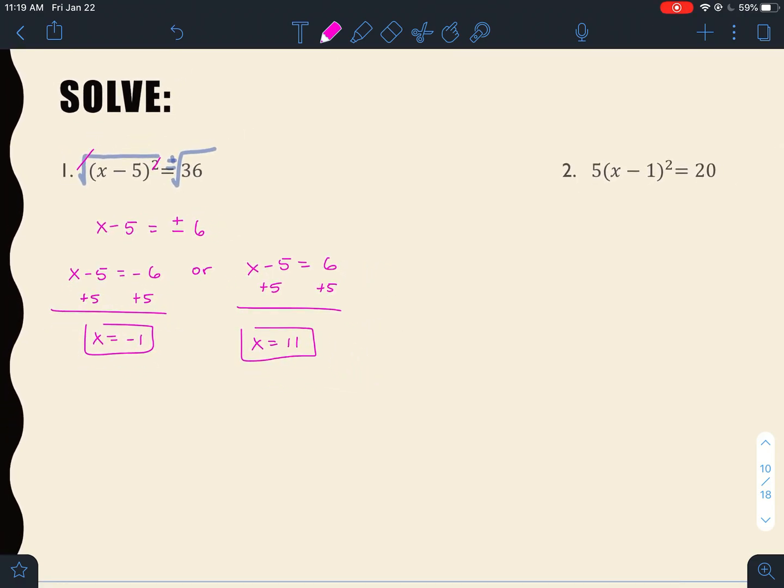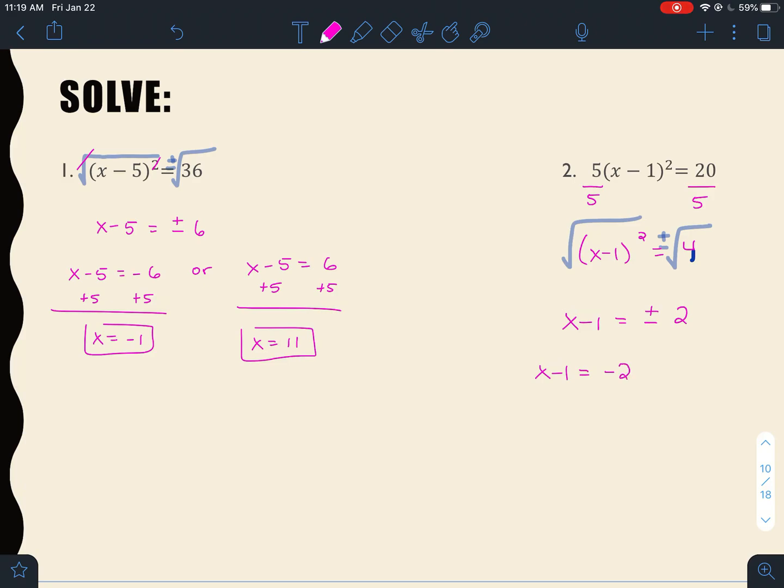Number 2, remember we want to get the squared term alone. So the first step we're going to have to do is divide by the 5 and divide by the 5. And then we have x minus 1 squared equals 4. Then to get rid of that term that's squared, square root both sides. And so we get x minus 1 is going to equal plus or minus the square root of 4, which is 2.